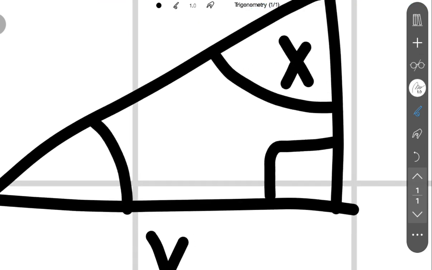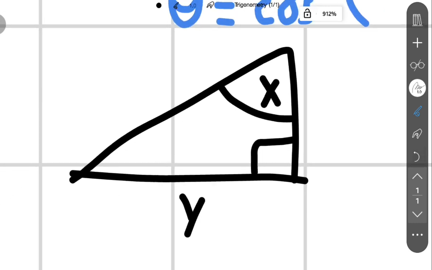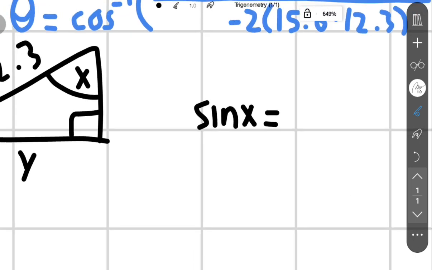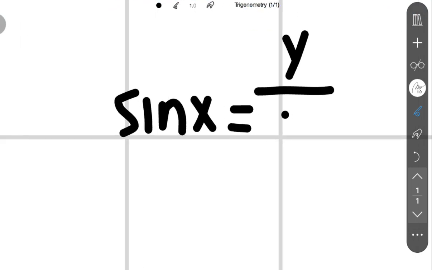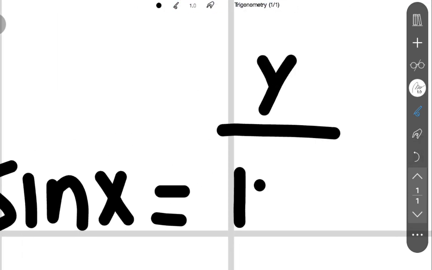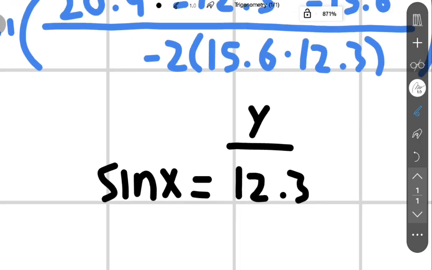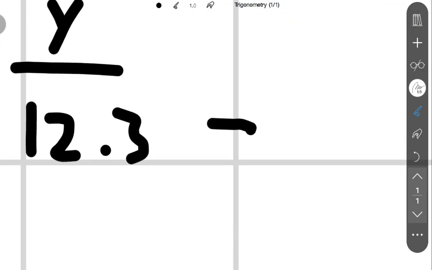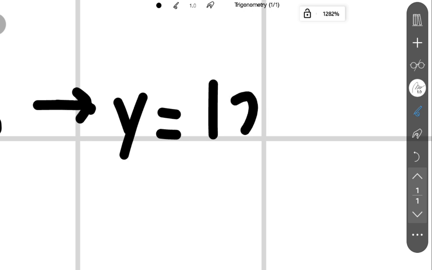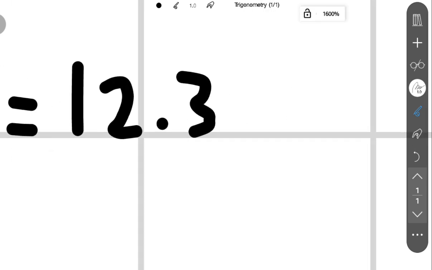We don't need to find this. This is easy. And we have this to be 12.3. So what I could do is calculate sine x, which is equal to y over 12.3. So I have y is equal to 12.3 sine x.